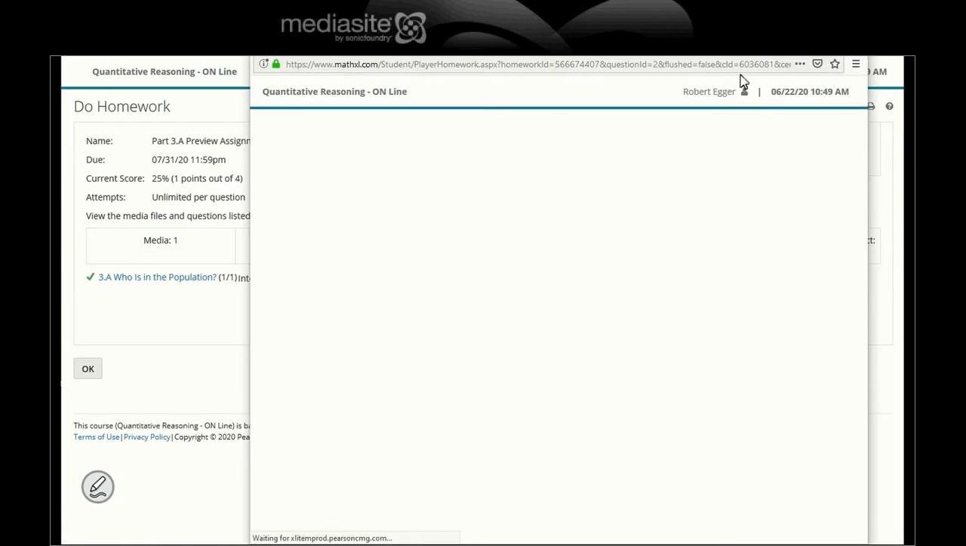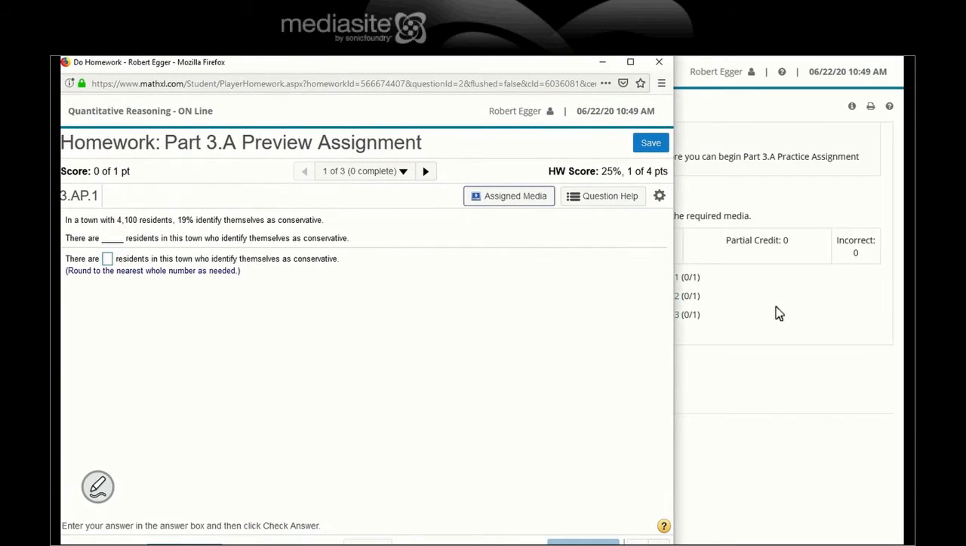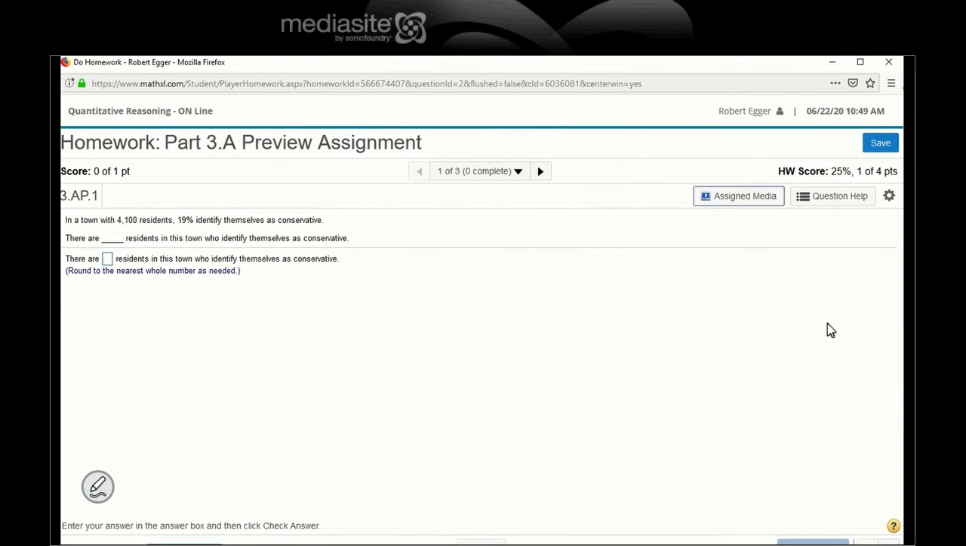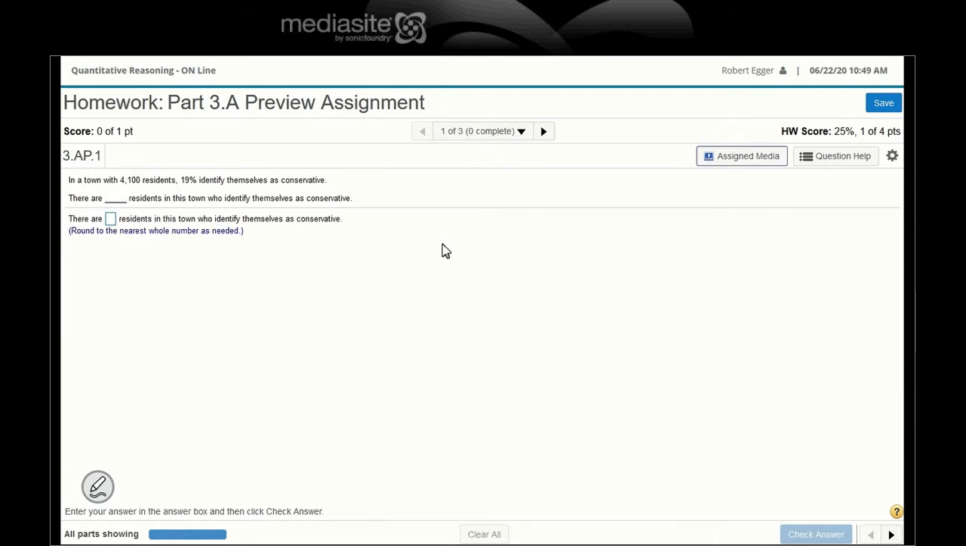So question one. And let's size this guy up. There you go. Okay, so in a town with 4,100 residents, 19% identify themselves as conservatives. And so there are how many residents in this town who identify themselves as conservatives?